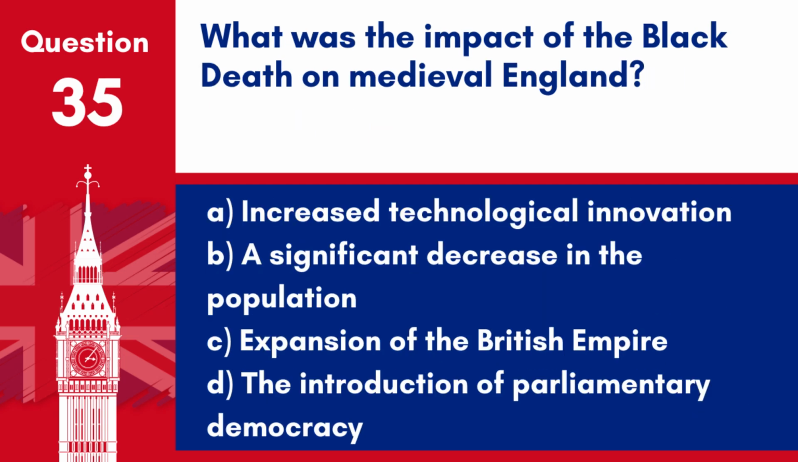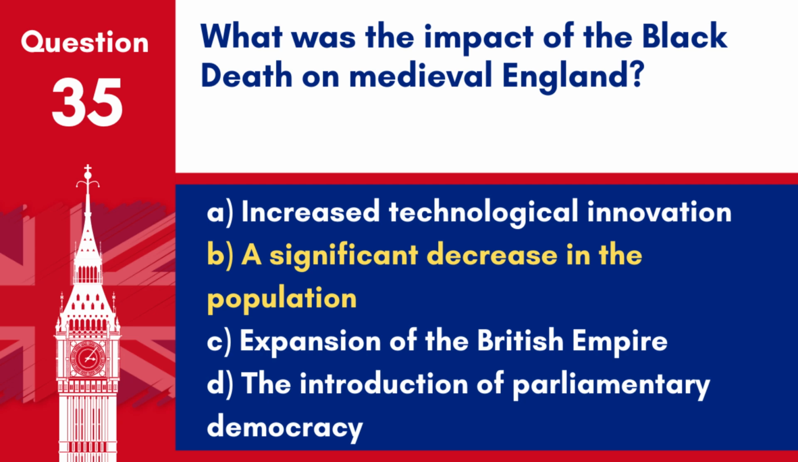Question 35. What was the impact of the Black Death on medieval England? A. Increased technological innovation. B. A significant decrease in the population. C. Expansion of the British Empire. D. The introduction of parliamentary democracy. Answer: B. A significant decrease in the population. The Black Death had a devastating impact on medieval England, causing a significant decrease in the population due to the disease's high mortality rate.